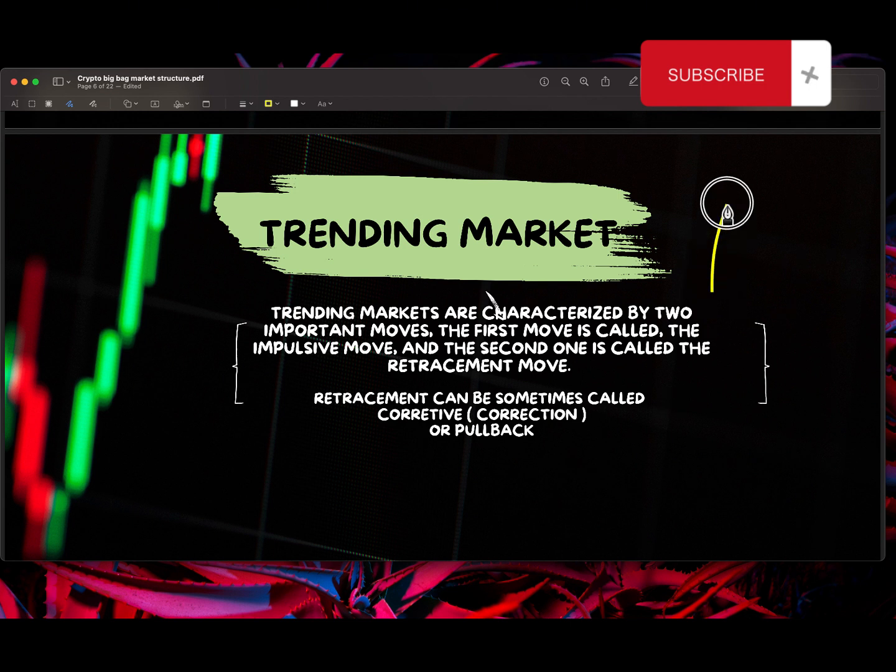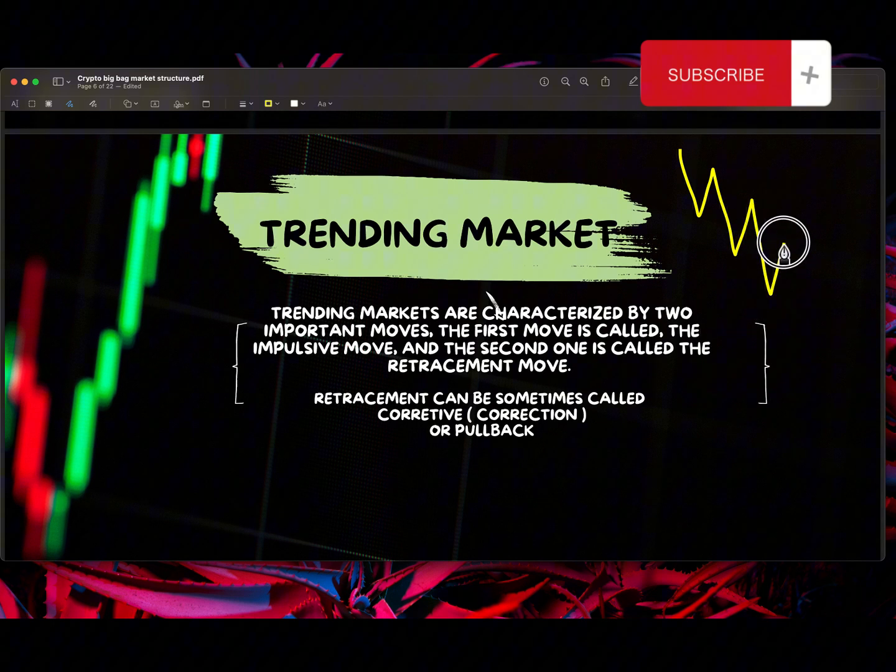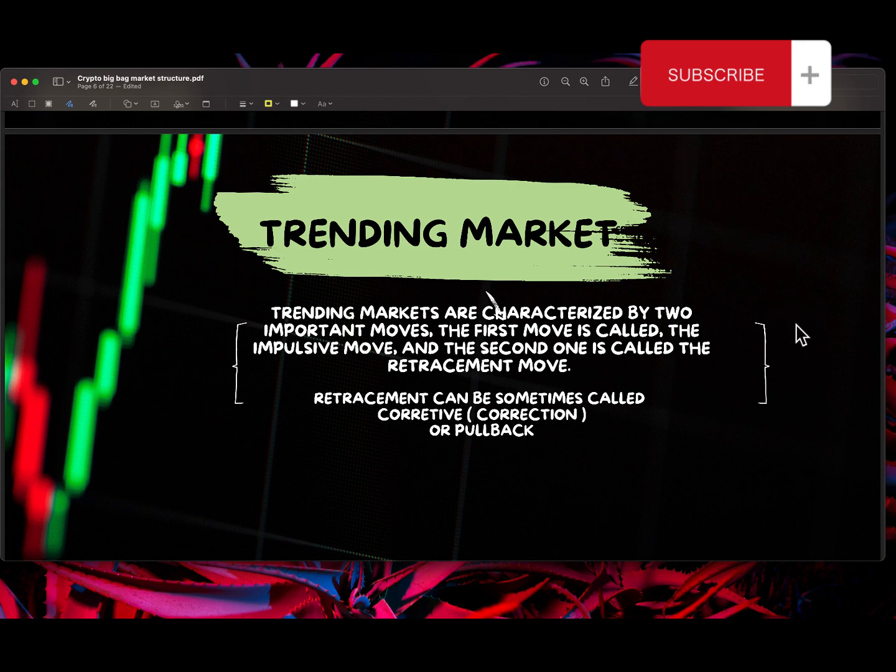The first move is an impulsive move, and the second move down is a retracement. Up move, impulsive; second move down, retracement. On the downside, like in a downtrend, the market will move down with an impulsive move, then a pullback, retracement, or correction. You can call it any of those. Then another impulsive move, then a pullback, retracement, or correction, and then an impulsive move again.